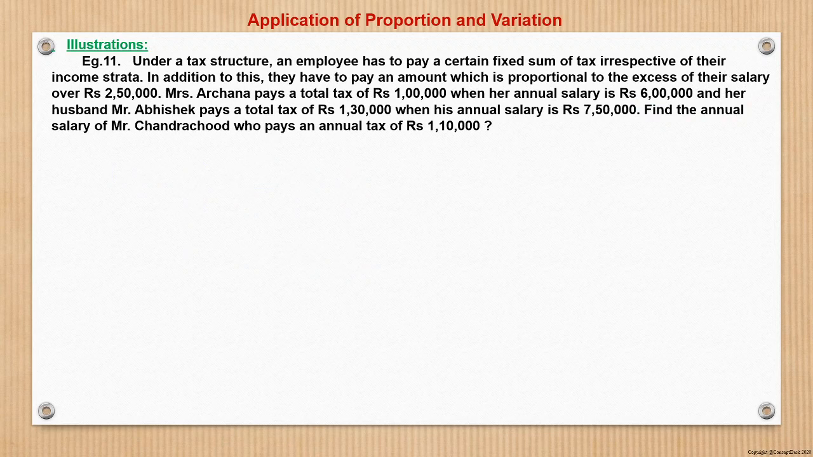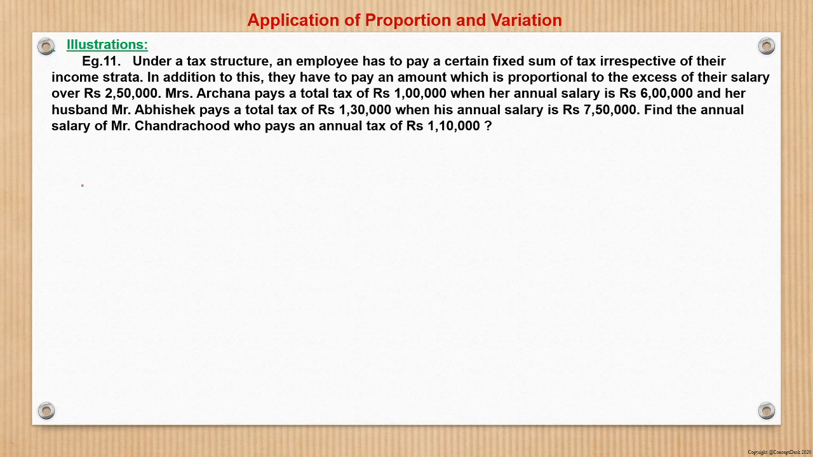Now we will see another problem on application of variation. Here it says that under a tax structure, an employee has to pay a certain fixed sum of tax irrespective of their income strata. In addition to this, they have to pay an amount which is proportional to the excess of their salary over 2,50,000. Mrs. Archana pays a total tax of rupees 1 lakh when her annual salary is 6 lakhs, and her husband Mr. Abhishek pays a total tax of rupees 1,30,000 when his annual salary is rupees 7,50,000. Find the annual salary of Mr. Chandrachud, who pays an annual tax of 1,10,000.